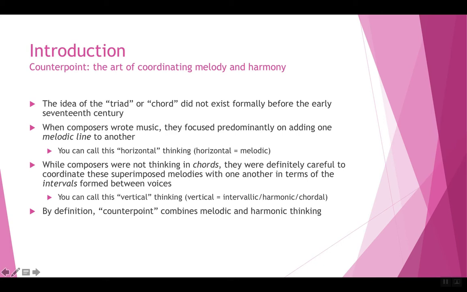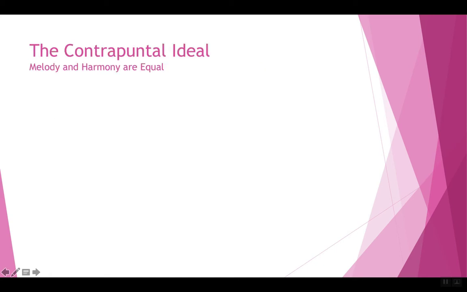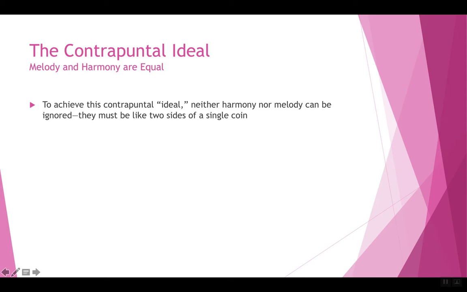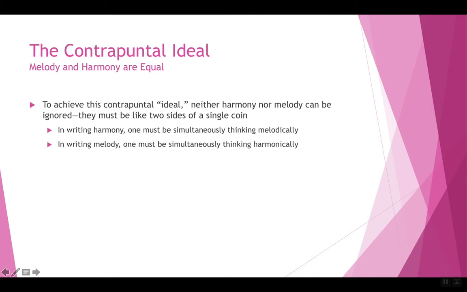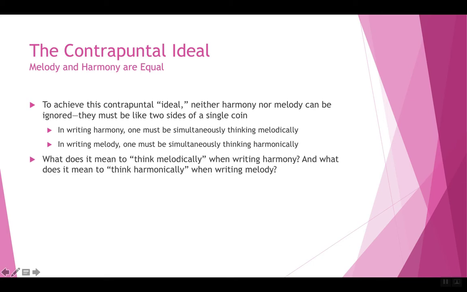By definition, counterpoint combines melodic and harmonic thinking. More specifically, counterpoint is a kind of ideal in which horizontal and vertical considerations are equal. So let's look more in depth at this contrapuntal ideal, melody and harmony being equal. To achieve this contrapuntal ideal, neither harmony nor melody can be ignored. They must be like two sides of a single coin. In writing harmony, one must be simultaneously thinking melodically. In writing melody, one must be simultaneously thinking harmonically.